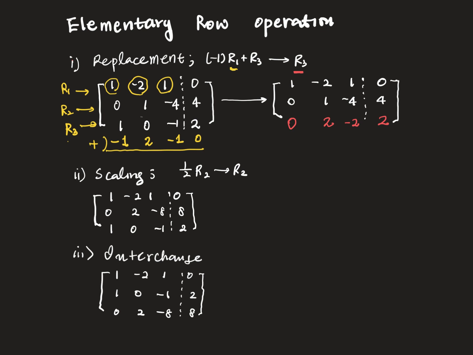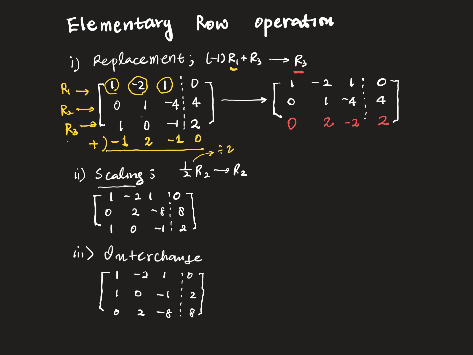The next row operation is scaling. Scaling is just multiplying by a nonzero constant number. We are not doing division, so this means times 1/2. Remember, this is the same as divide by 2, but in row operations we do not write the division. Times 1/2 means divide by 2.